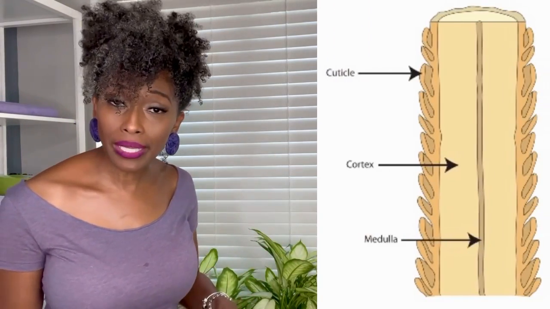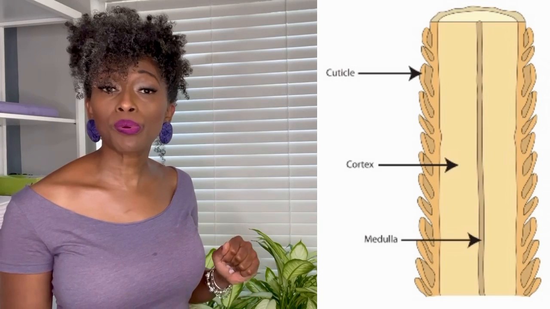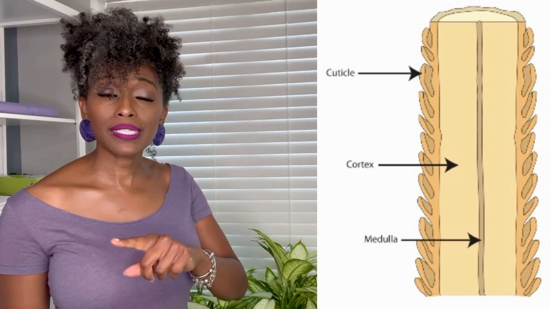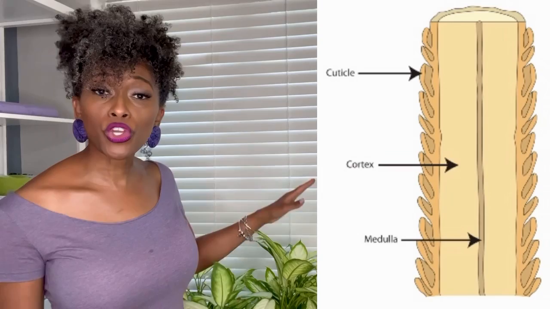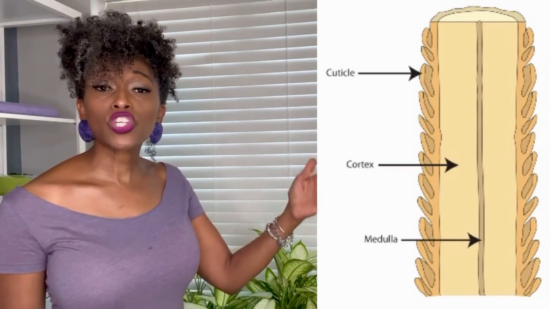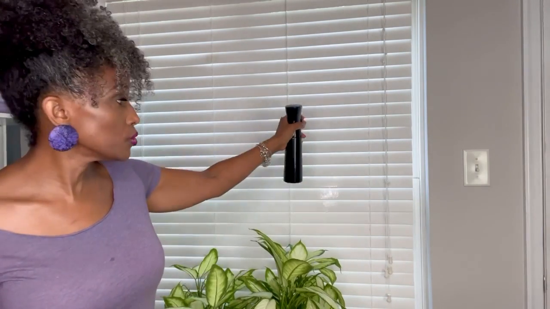The cuticle layer is what we're most concerned about with porosity, because your porosity is determined by whether or not your cuticle, or outer layer, is open or closed. Low porosity hair, the cuticle layer lies flat, very similar to these blinds. It lies flat, and with a flat or closed cuticle, it is difficult for water to pass through. So it's harder for your hair to absorb moisture in low porosity hair because the cuticle layer lies flat.